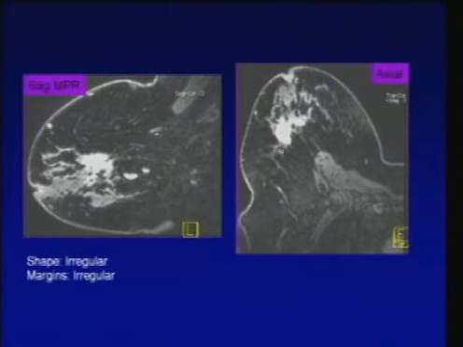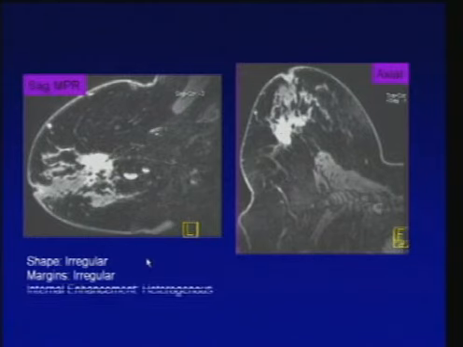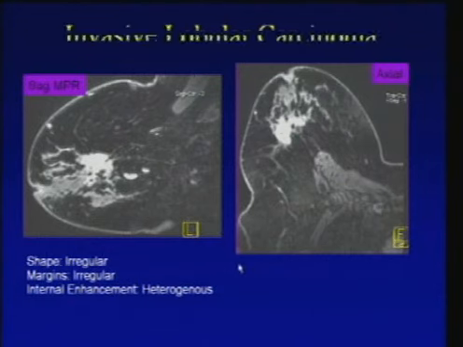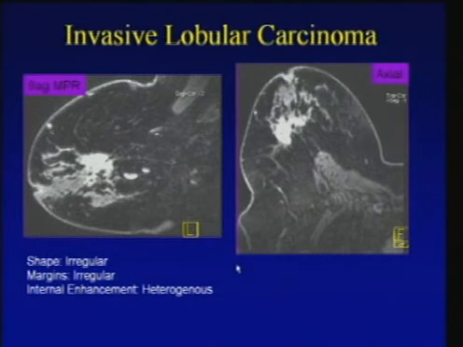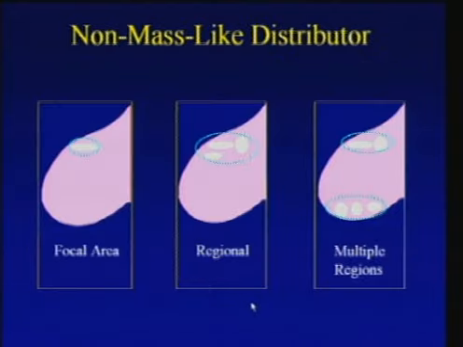Then you're going to look at the pattern of enhancement. This here certainly appears very bright. Back here it doesn't. So we're going to describe this internal enhancement pattern as heterogeneous. And in fact, this represents an invasive lobular carcinoma.